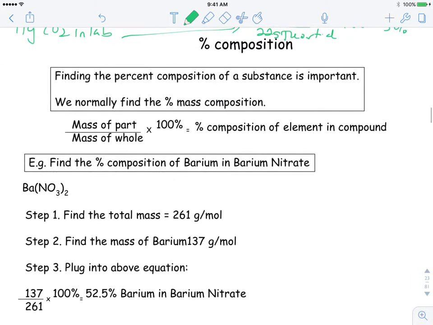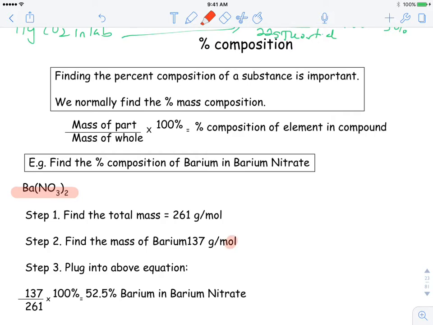Okay, so now we're going to take a step back and do a little bit of percent composition. Percent composition is easy for you. It's just part over whole times 100. So here, if I give you a compound like barium nitrate, and I ask you, what's the percent of barium in there?